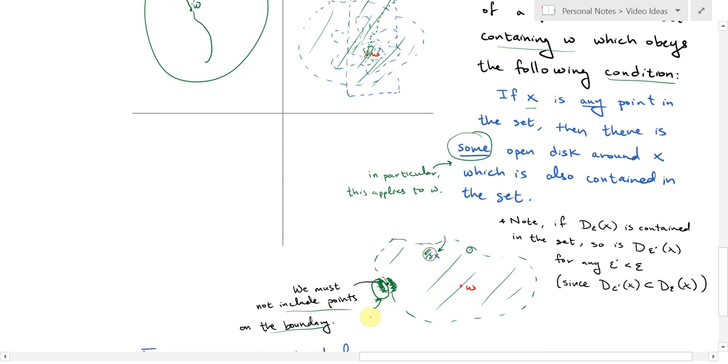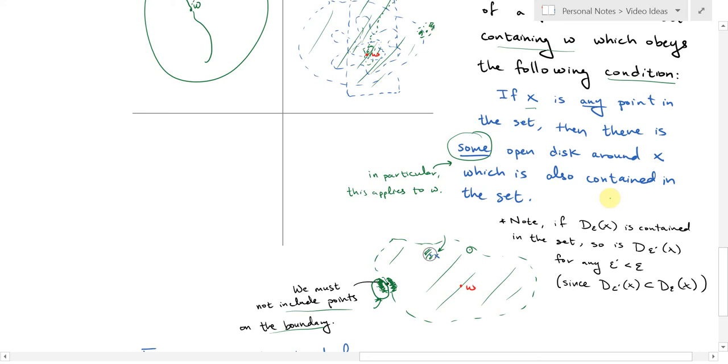So that's the kind of problem. You have to exclude boundary points. That's why we use these dashed lines, all these places. You don't want to include boundary points because any open disk around them will contain some points of your set, but also points that aren't in your set. So that's just part of the definition.